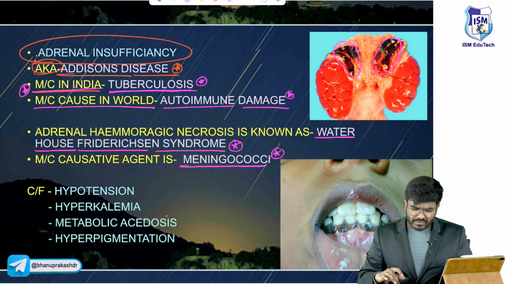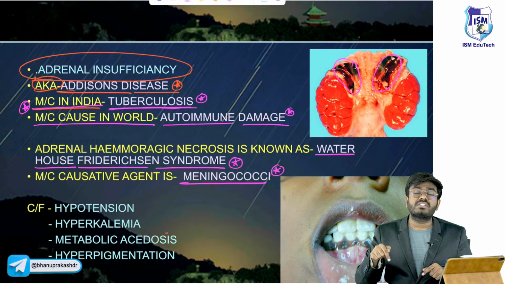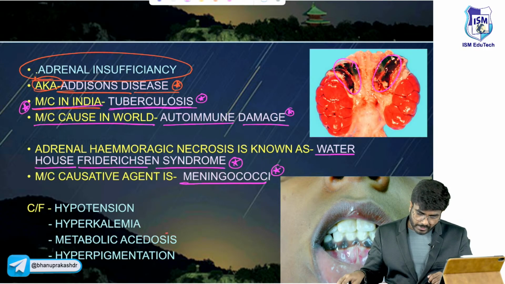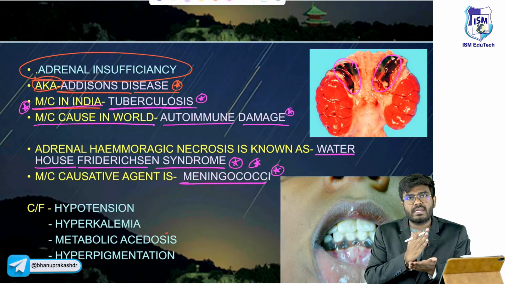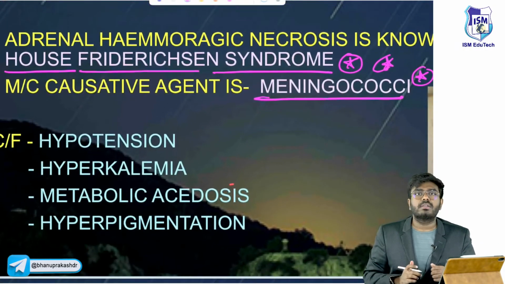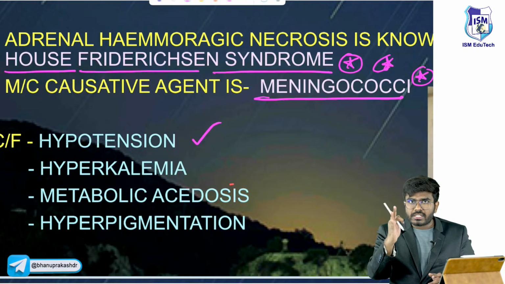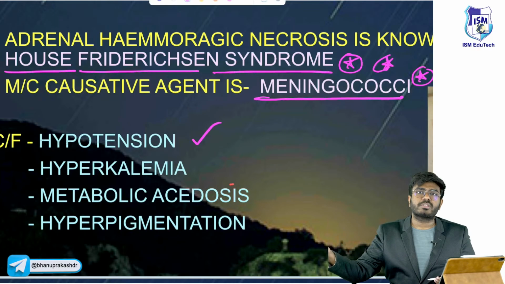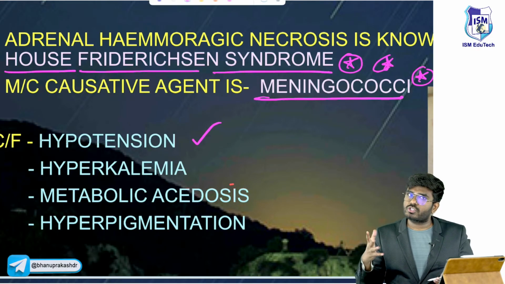So can you tell me some causes of adrenal insufficiency? TB, autoimmune damage, or adrenal hemorrhagic necrosis, called Waterhouse-Friderichsen syndrome, caused by meningococci. Whenever the adrenal gland is gone, what happens? Aldosterone is not there, so hypotension. No sodium reabsorption, so sodium levels go down in the body. Hyponatremia, hypotension.